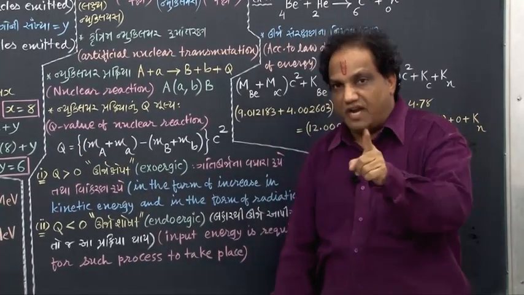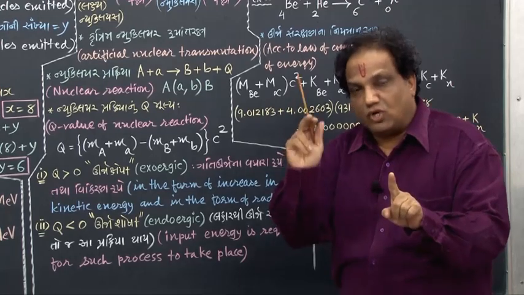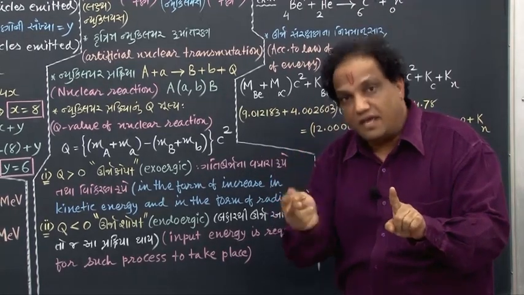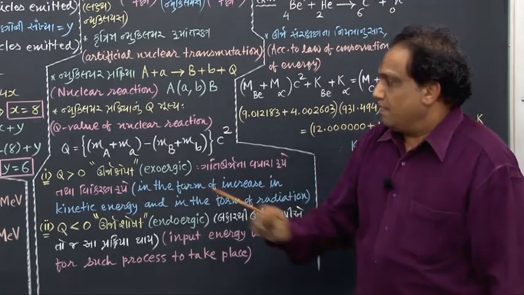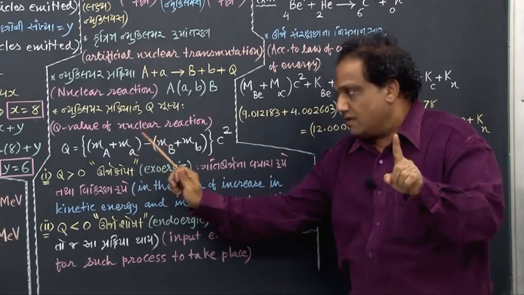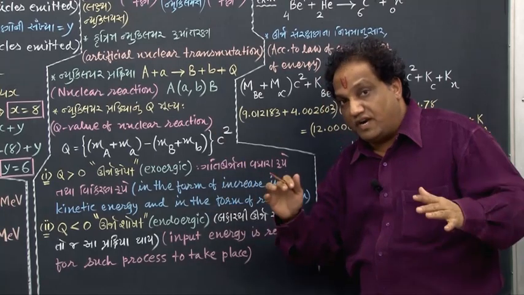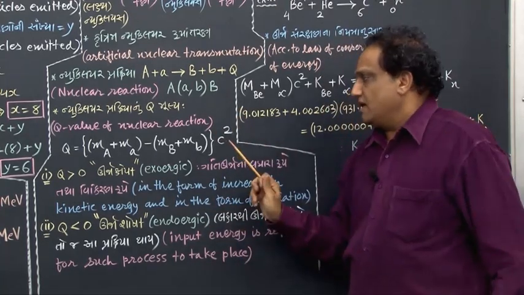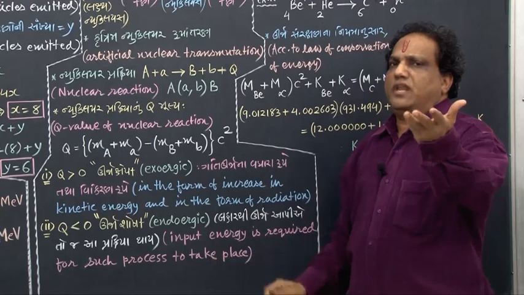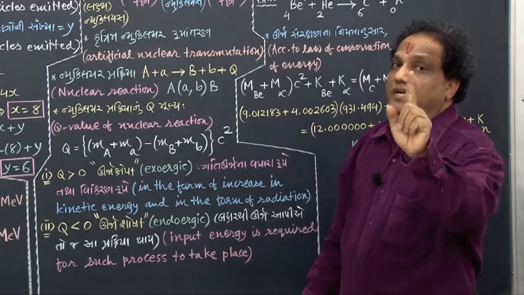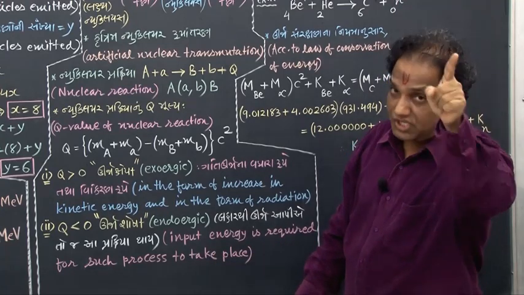First of all, you find out the difference between total mass initially and total mass finally. That is mass of reactants minus mass of products. And that difference of mass, if you want to find out equivalent energy, should be multiplied with C square. You know energy equivalent to mass delta M is how much? Delta M into C square.